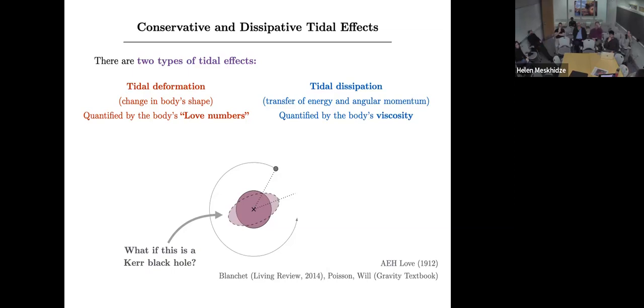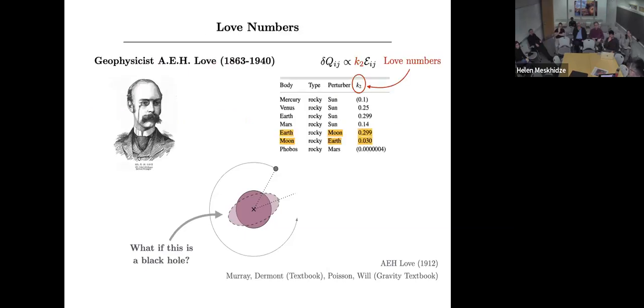So again, one of the central problems in black hole physics and in gravitational wave astronomy is to understand what are the Love numbers and viscosity or dissipation numbers of curved black holes. So here is a segue.